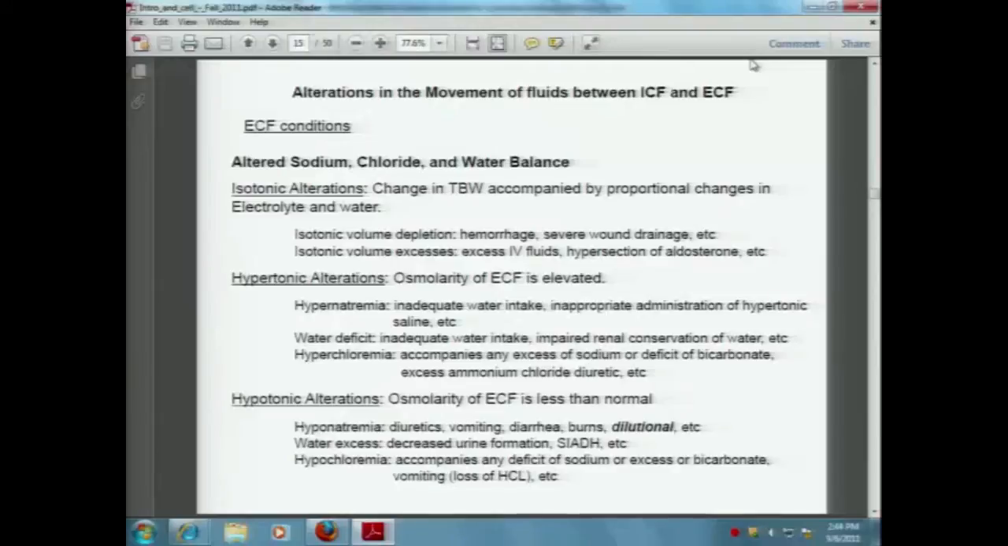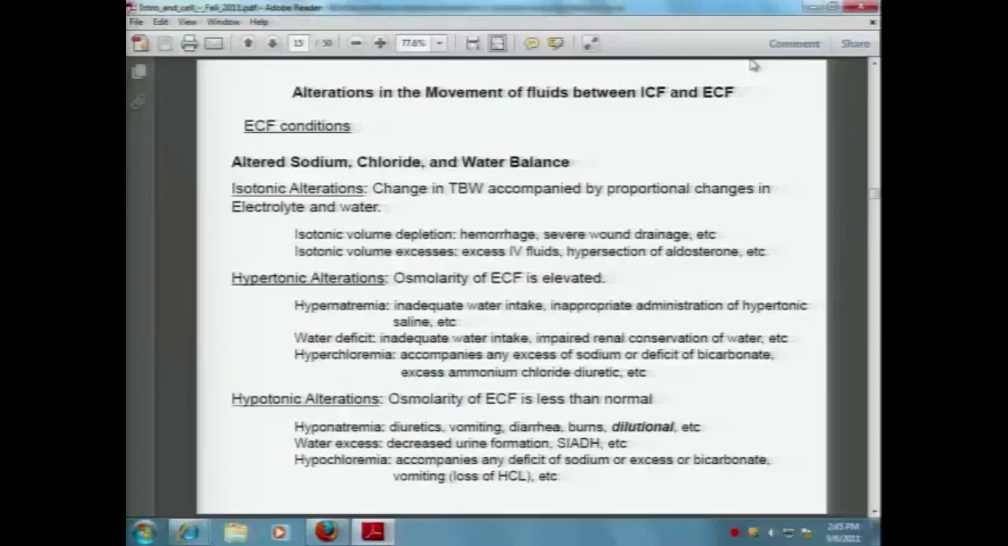Okay? So when we have isotonic alterations, it means that we have no change in our plasma osmolarity. With isotonic alterations, plasma osmolarity has stayed the same. But we do have a change in total body water. We do have a change in total plasma volume. But the change, whether it's a loss or a gain, is a proportional loss in both water and the solutes. It's an isotonic loss or gain. Isotonic volume depletion, the classic example of that is hemorrhage, which means that we have lost whole blood, we have lost all of its components in proportional amounts.